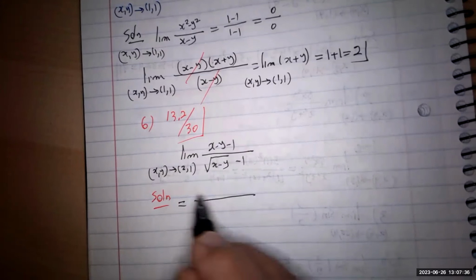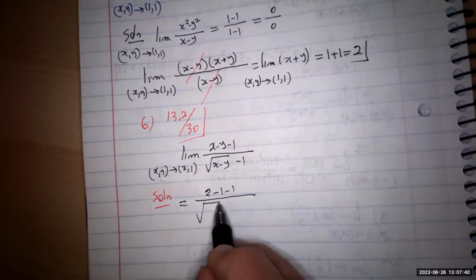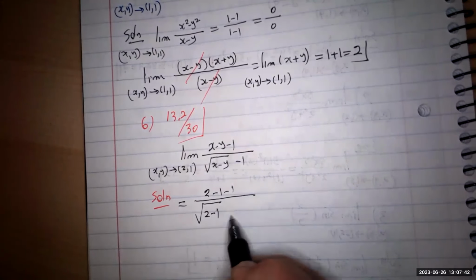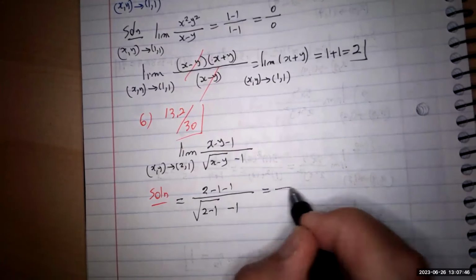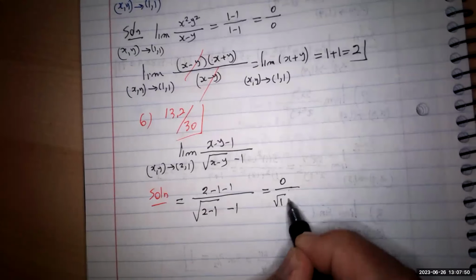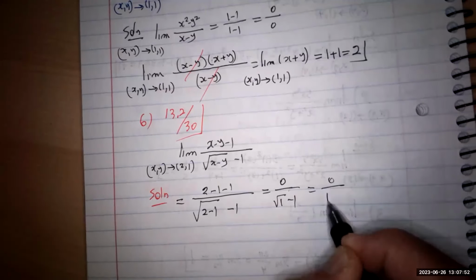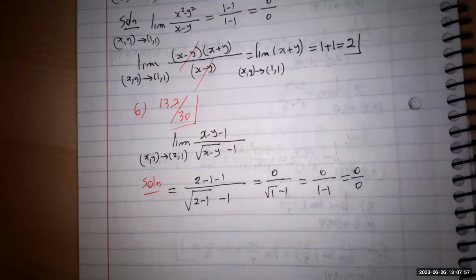x is 2, minus 1, minus 1. And this is 2 minus 1, and we get negative 1 here. So the top, we get 0. The bottom one is the same because this is the radical of 1 minus 1, which is going to be 0. 0 over 0 again. But I told you, you don't have L'Hopital's rule for functions of two variables.